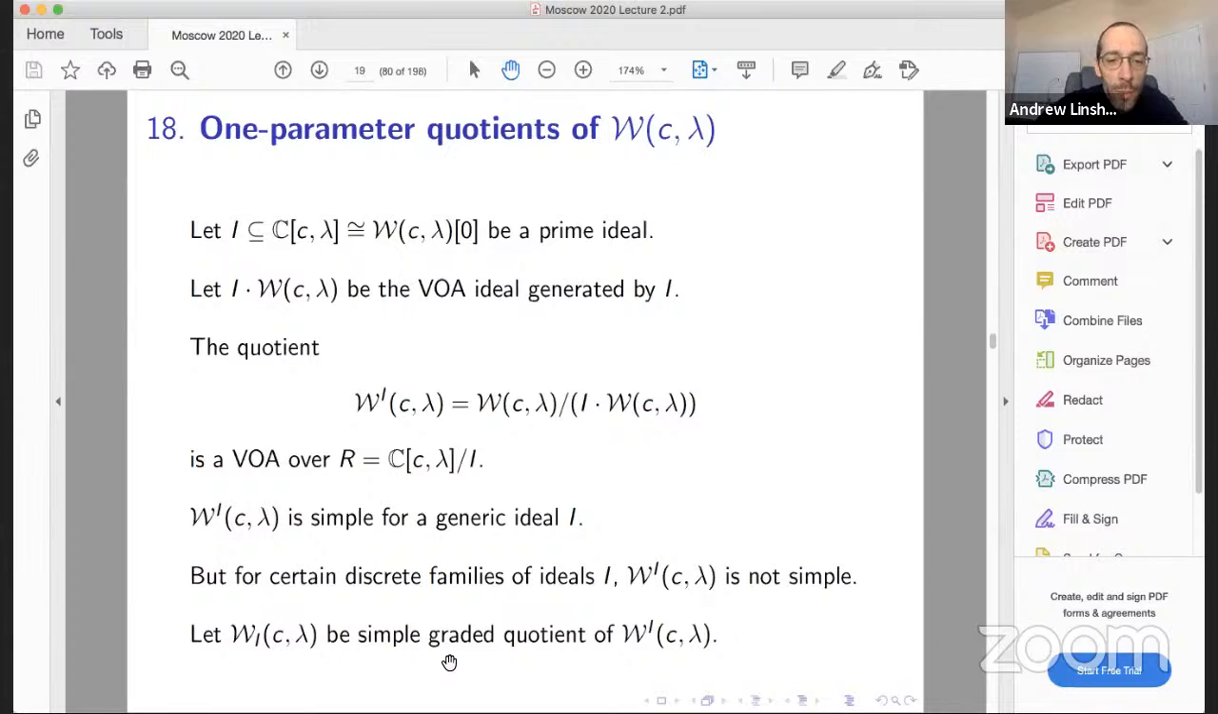And then I can take the simple graded quotients. So by definition, this VOA will now have a non-trivial proper ideal. I take the quotients. Okay, that's how I can get one-parameter families from this.